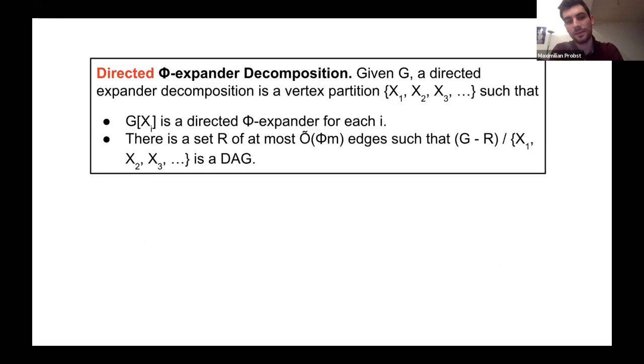And now you again have a set R of at most phi m edges that you can remove from the graph, and then you might hope to disconnect. But instead here we're just saying that if you delete these few edges from G, and then we contract all the expanders, the remaining graph is a DAG.